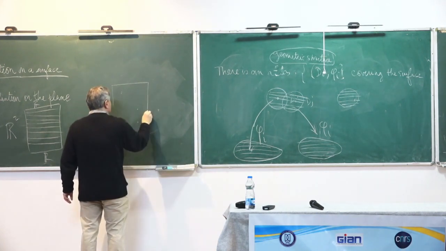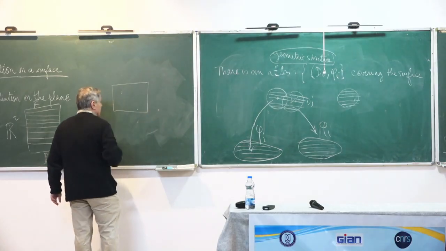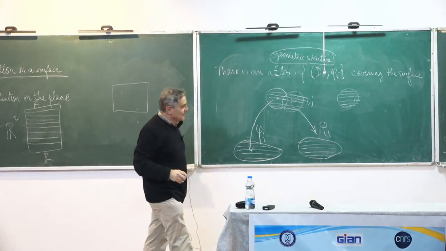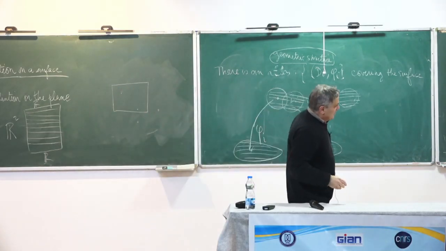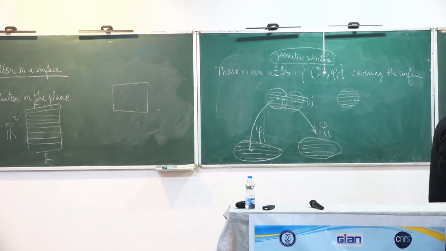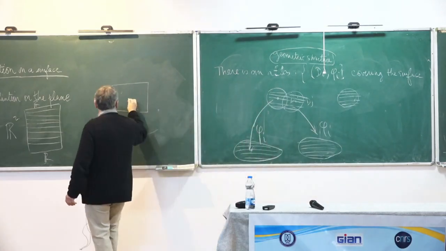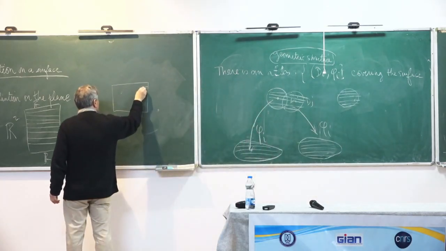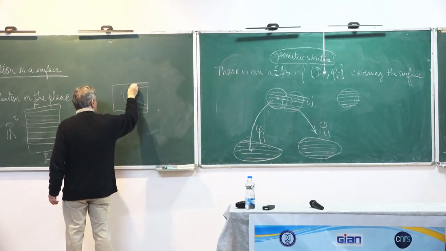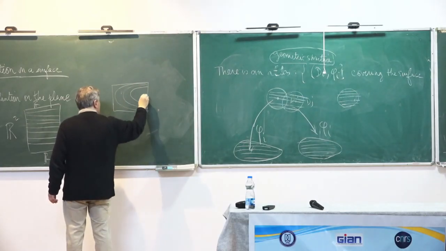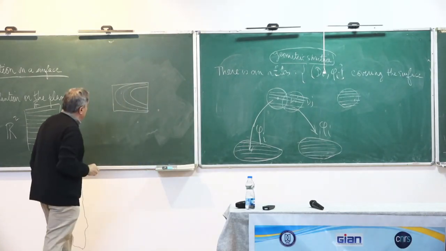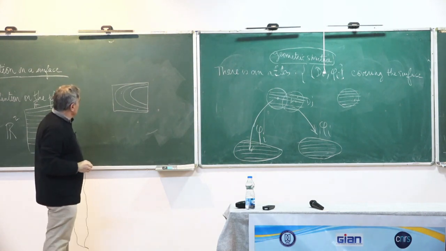Why not everything? This is a single chart atlas, talking about the plane. Everything you can draw on this atlas, you're right. But now let's see on the torus. If I start like this, can I continue with a foliation?